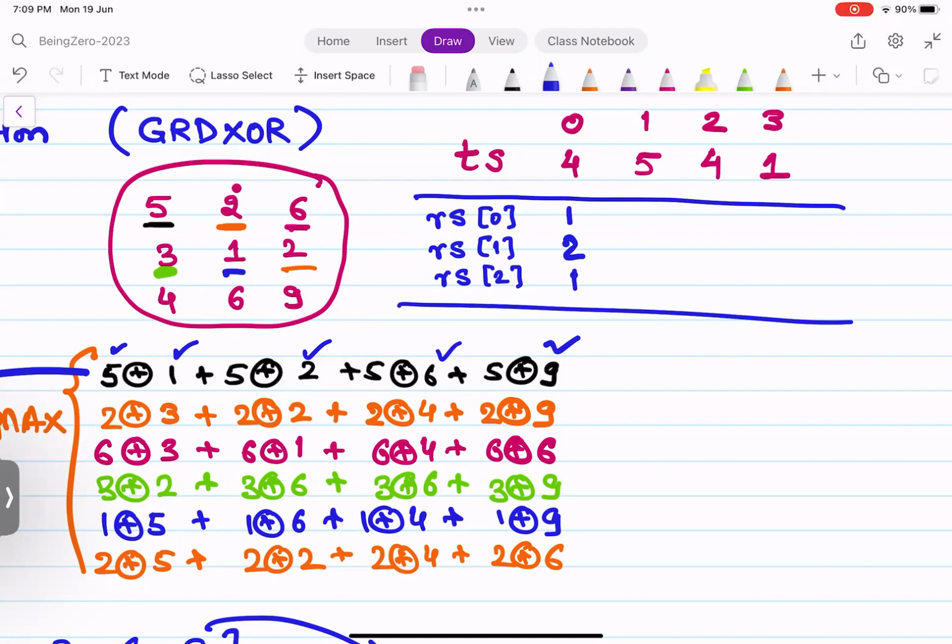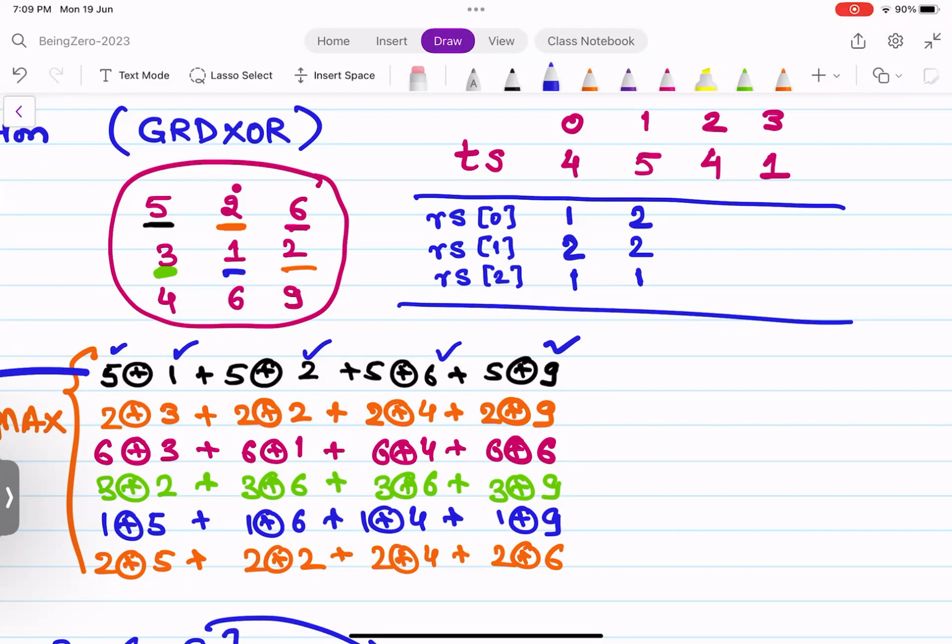Row 0 has how many numbers with the first bit set? 2 and 6. What about row 1, second bit? 2 and 3. Okay, third bit: 4 and 6. How come 4 has the first bit set? No, sir, only 6. Okay, then tell me in the second bit position.